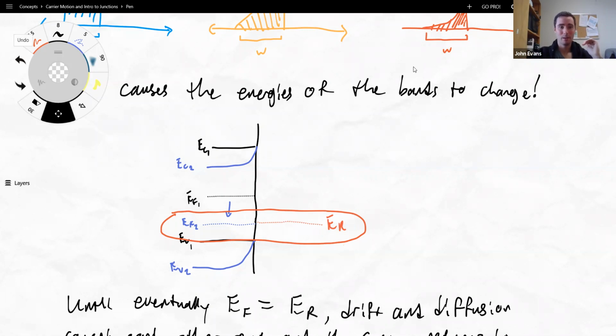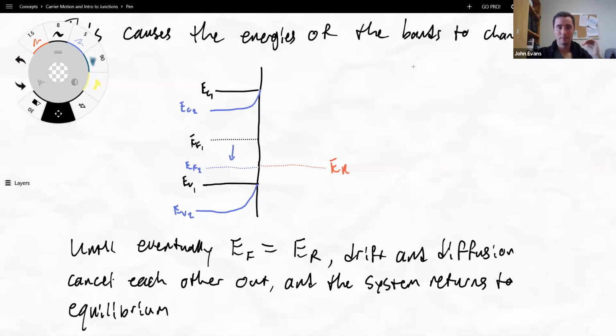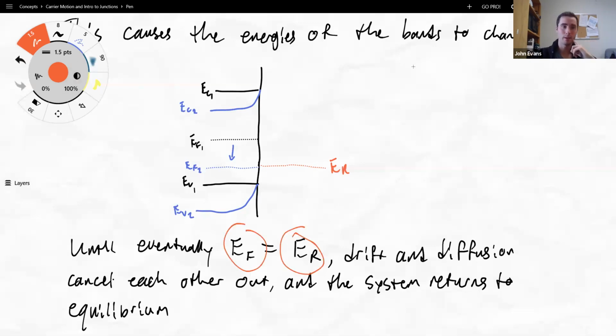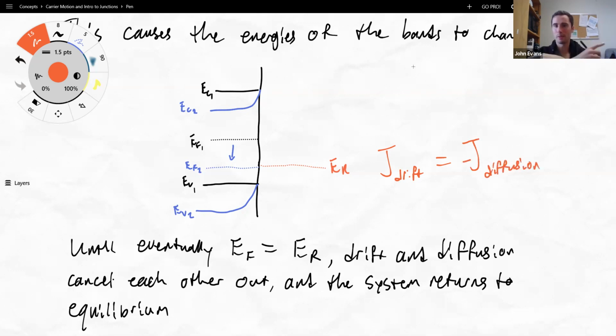So eventually, our Fermi level will be equal to the energy of our species in solution. And at this point, drift and diffusion have canceled each other out. So once we hit this, J drift is equal to negative J diffusion. Right, they're equal and opposite to each other.